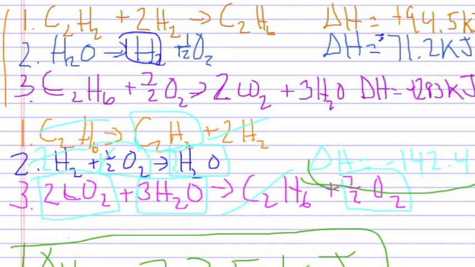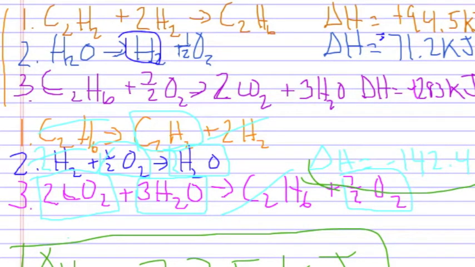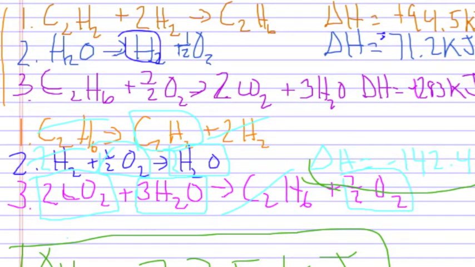Now for the third equation, C2H6 is not in the final equation. 7/2 O2 is in the reactant, but we need it in the product, so we're going to flip it, and it would become 2CO2 plus 3H2O yields C2H6 plus 7/2 O2. So that's going to become positive.